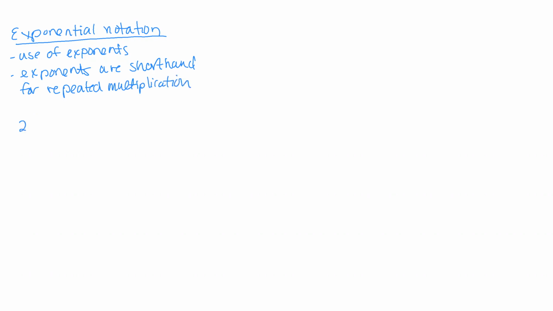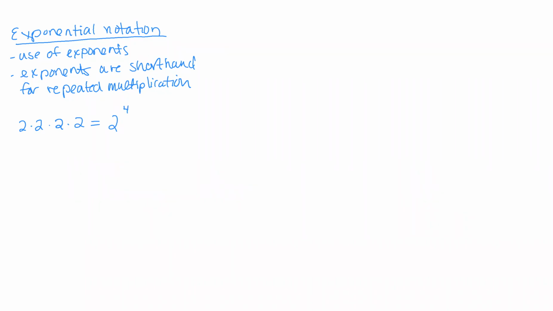So for example, if I have 2 times 2 times 2 times 2, we can see that I'm multiplying 2 by itself repeatedly. So this is repeated multiplication. So what we do is we take the number that we're multiplying over and over, the 2, and then in the upper right-hand corner, we put a little number that represents the number of times 2 was multiplied by itself. So 2 times 2 times 2 times 2 is the same as 2 to the 4th power.